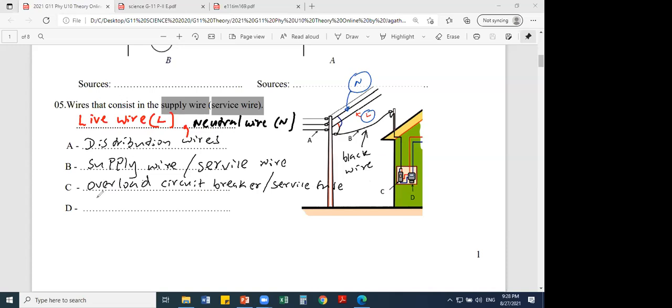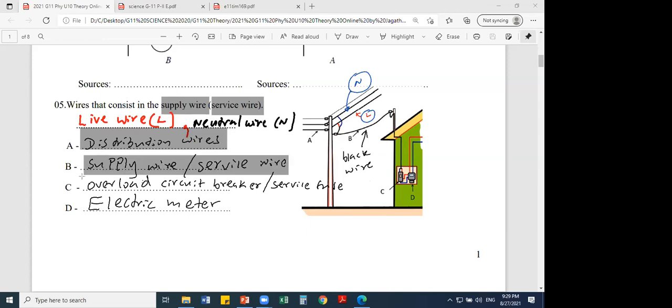What will capital D be? Electric meter. Capital D will be the electric meter. So sometimes in the exam they can give a line diagram like this and they will ask you to label it, right? Okay. Now the electric meter is mostly outside of your house. You can't install it inside the house, otherwise that person will come inside your house to get the reading, and then you are in trouble.